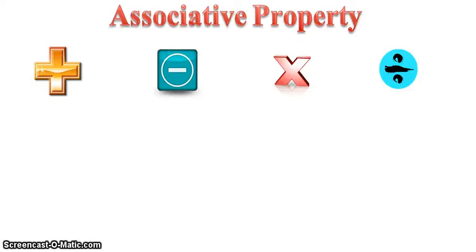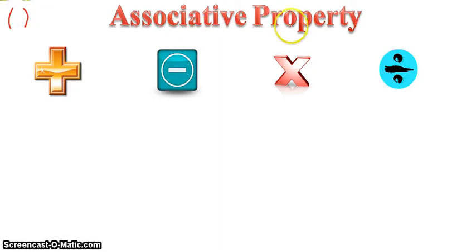Let's talk about the associative property. Now, the word associative comes from the word associate. Who you associate with in your life is who you hang out with or who you're grouped with. So in math, we're going to have numbers associate together, or be grouped together, with grouping symbols like parentheses.